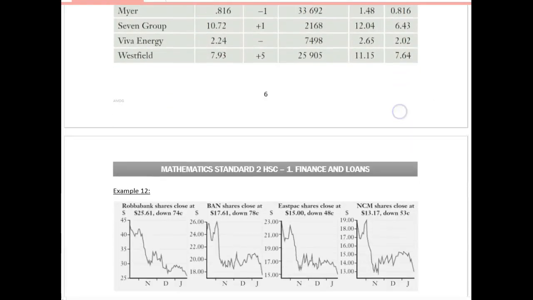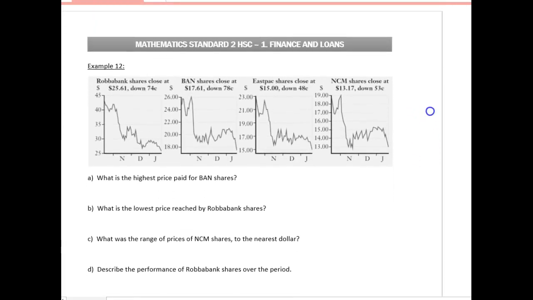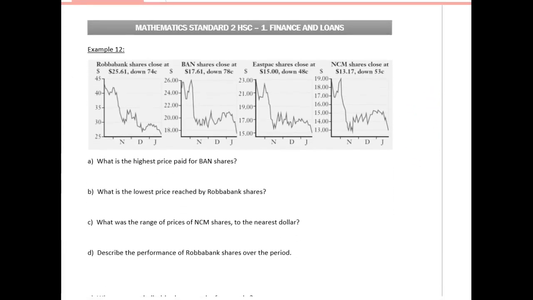Let's have a look at another example here with some graphs. Now, I have some share graphs here that show 4 different stocks and how their share price has changed over the last few months. So, BAN shares, the highest there, it looks like it is possibly just above $26. In fact, I'm going to say $26. It's hard to tell, but that's BAN, that's the highest that it's reached at any stage.